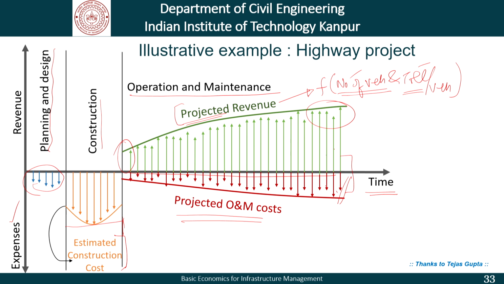Taking a difference of these two is perfectly fine, but I hope you now understand that these numbers, the projected revenue and the projected operation and maintenance cost, are only estimates, which means that the numbers we use to carry out, let us say, the NPV kind of analysis for this road project will have a certain amount of uncertainty. And that is what is represented here.